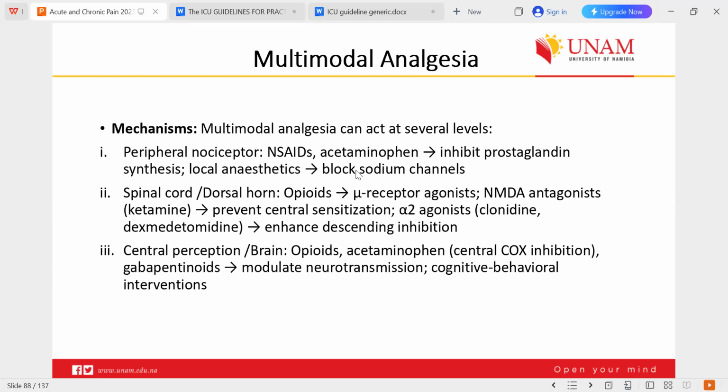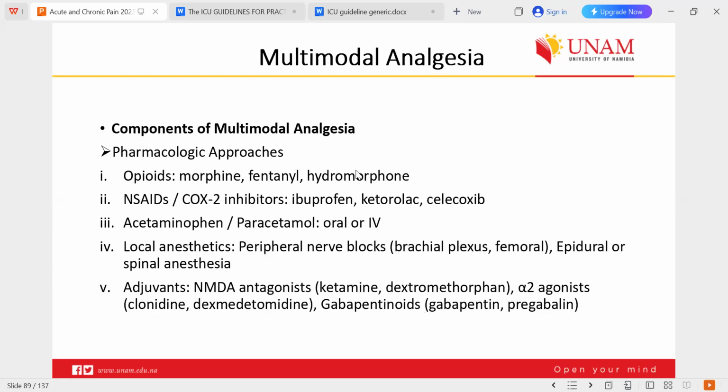So that is the beauty of multimodal analgesia. Other things, like the peripherally active ones, will inhibit prostaglandin production. All right, so actually, affecting those receptors' perception of pain. So there are different components of multimodal analgesia. We have the pharmacological and the non-pharmacological approaches, all right?